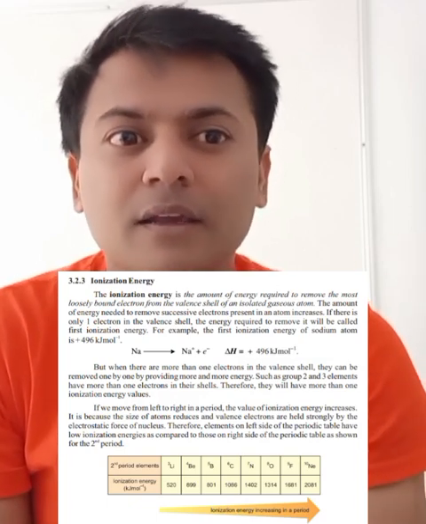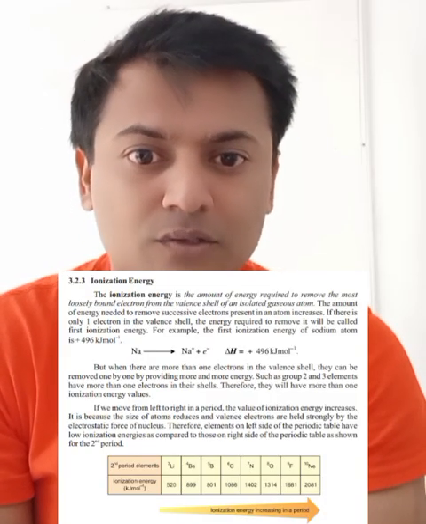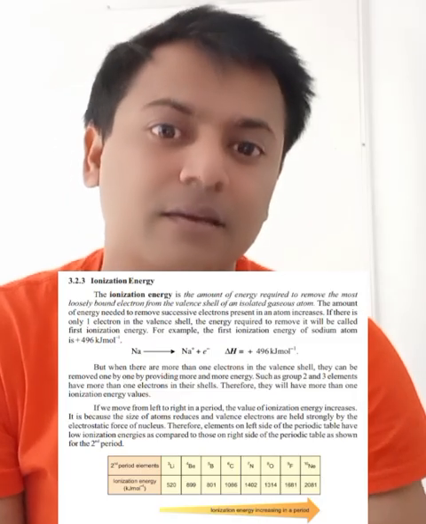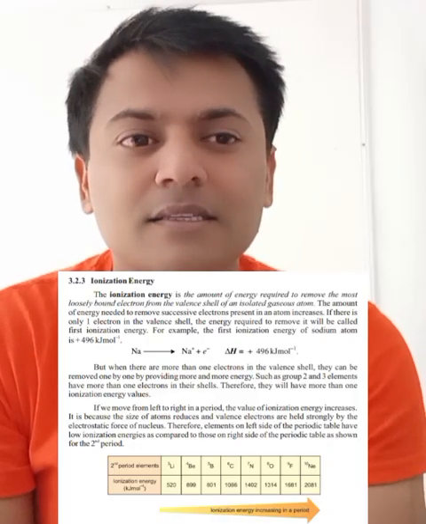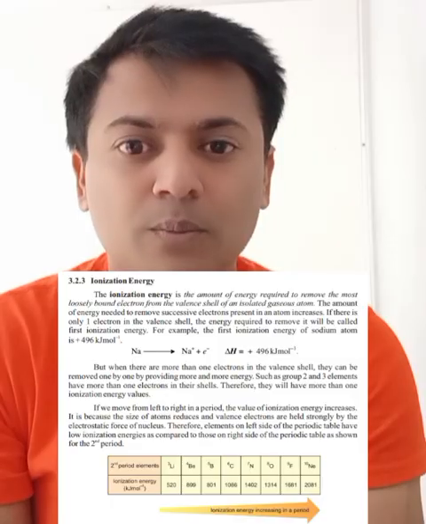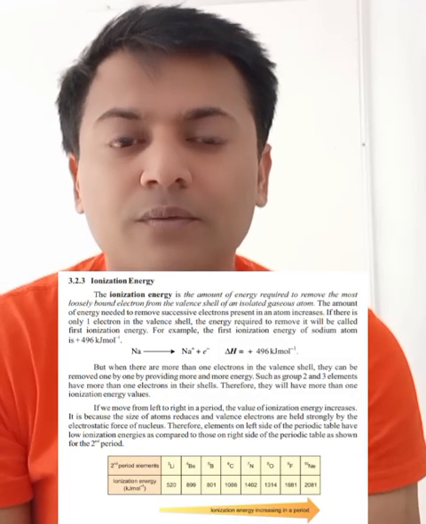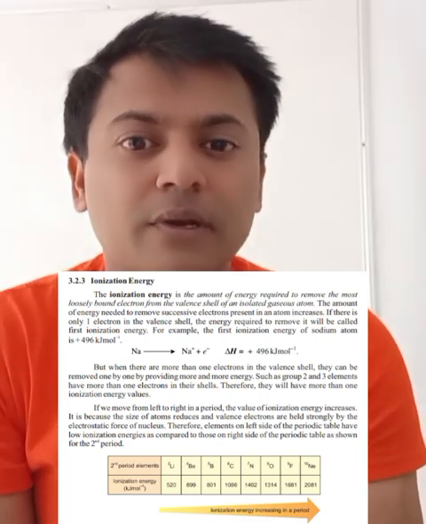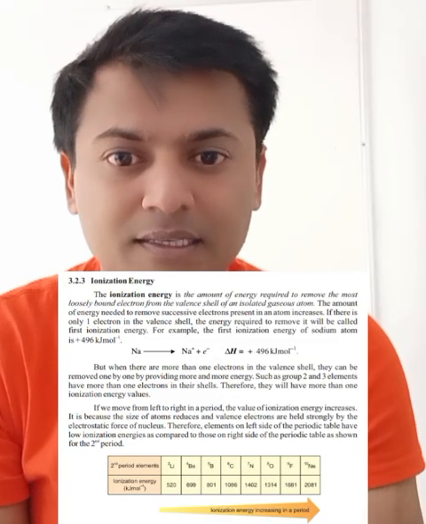So for carbon it would be 1086 kilojoule per mole, and for nitrogen it would be 1402, like it's increasing when we are moving from left to right in the period. For oxygen it would be 1314 kilojoule per mole, for fluorine 1681 kilojoule per mole, and for neon it would be 2081 kilojoule per mole. So let's talk about the exception in this period.